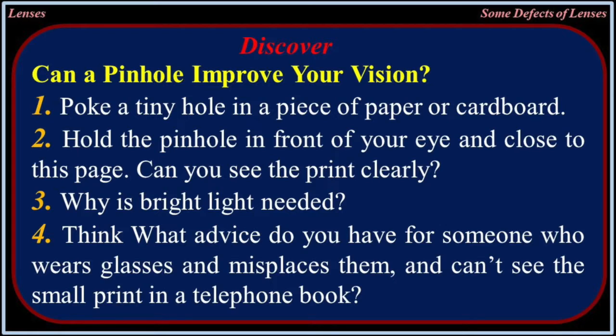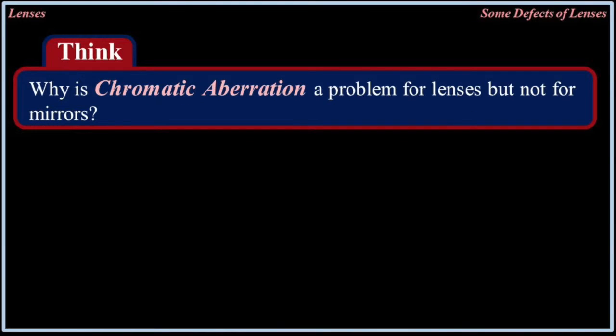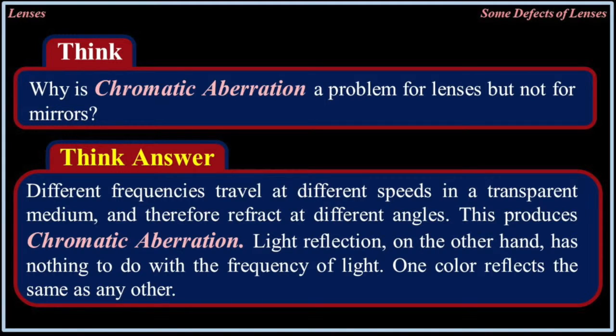Think. What advice do you have for someone who wears glasses, misplaces them, and can't see the small print in a telephone book? Think, why is chromatic aberration a problem for lenses but not for mirrors? Different frequencies travel at different speeds in a transparent medium and therefore refract at different angles. This produces chromatic aberration. Light reflection, on the other hand, has nothing to do with the frequencies of light. One color reflects the same as any other.